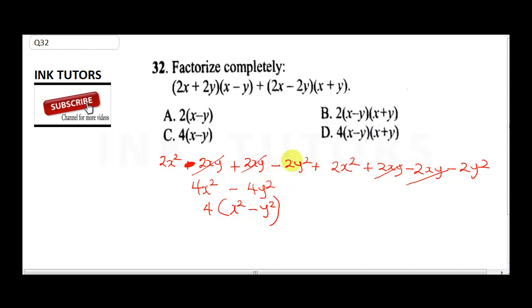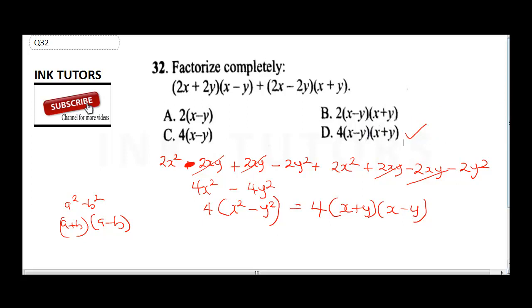So, difference of two squares: when you have a squared minus b squared, it's going to give you a plus b into a minus b. So this is equal to 4 into bracket x plus y, bracket x minus y. From here we can now see our option, which is option D. So that's the final answer.